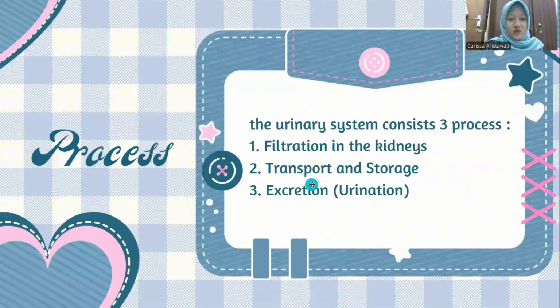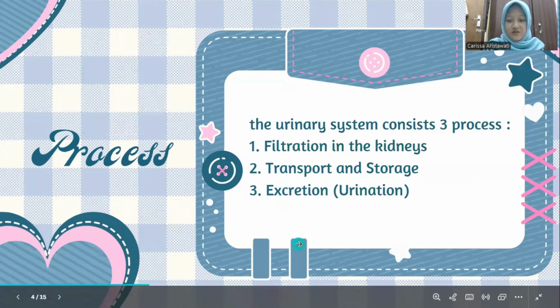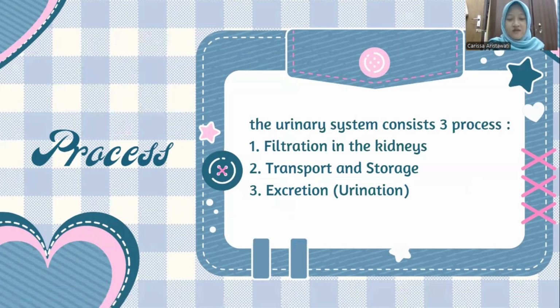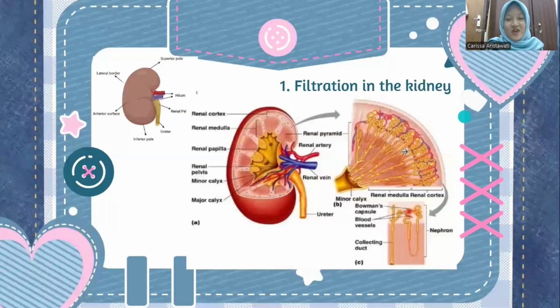So how does it work? The urinary system consists of three processes. The first one is the filtration in the kidneys. Second, transport and storage. The third is excretion or urination. First, filtration in the kidney.